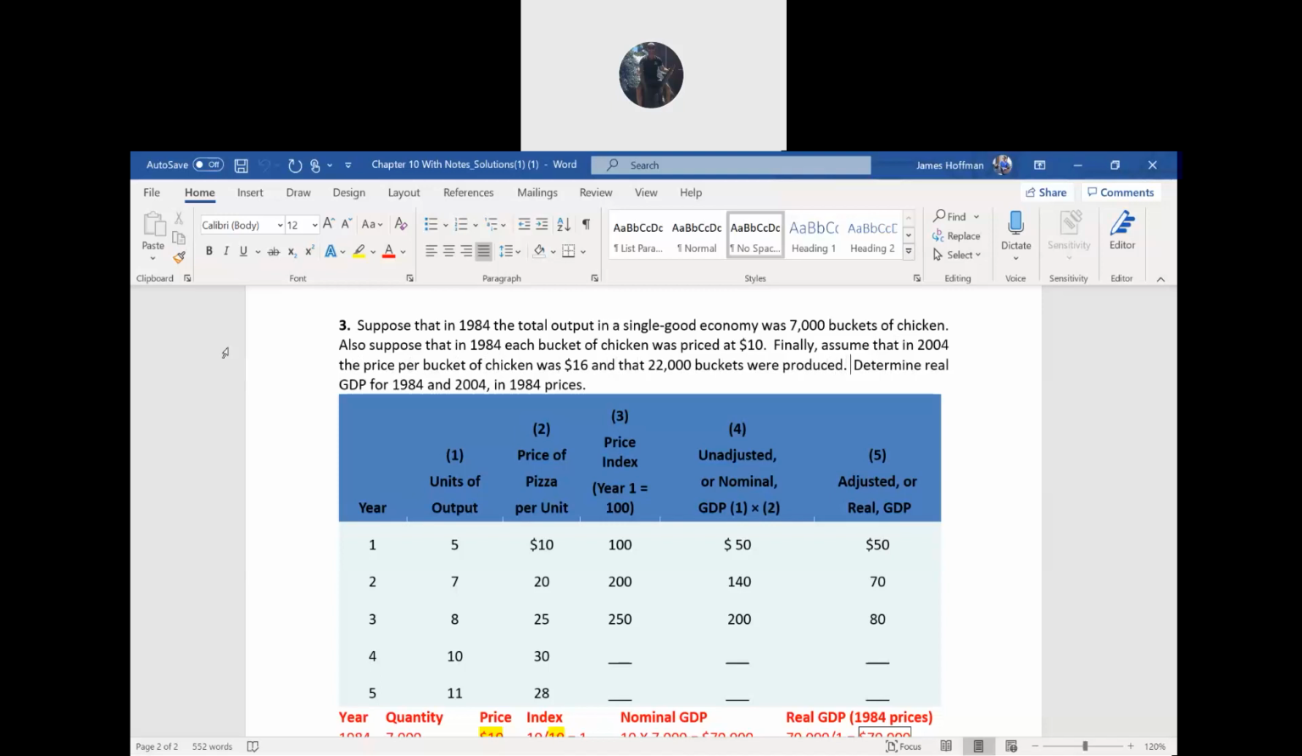Okay, so let's determine real GDP for 1984 and 2004 in 1984 prices. So 1984 is going to be the base year. All right, so the point here is that we can't just look at total buckets of chicken produced. We have to see how much those are in some base year and then we can make a comparison.